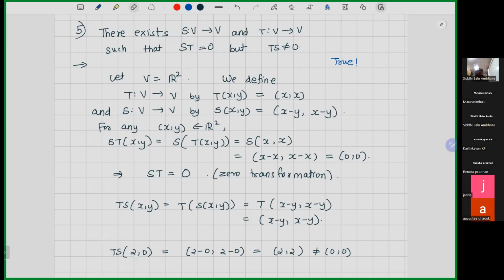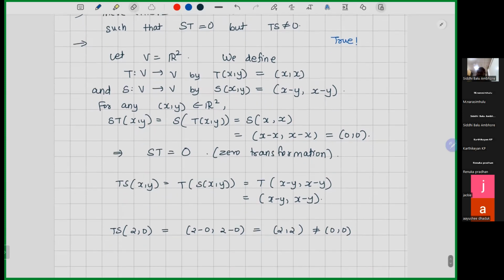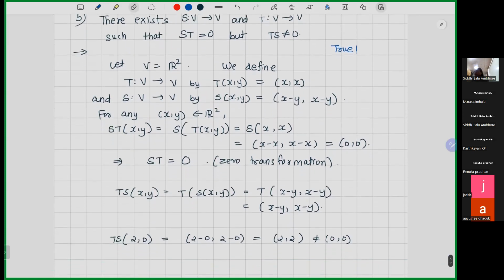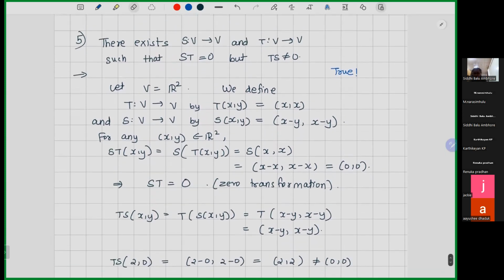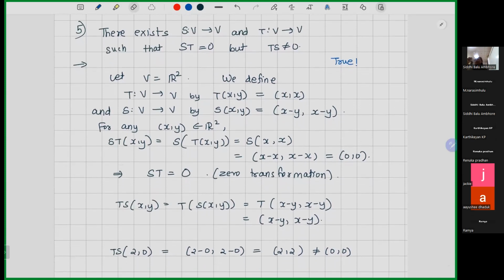So this is true because we showed that this exists. Any doubts here? Yes, if it asks that there does not exist, then it's false because we showed that there exists a pair of S and T. But if they are asking that there exists, then it is true because again we have an example. They are just asking about existence.